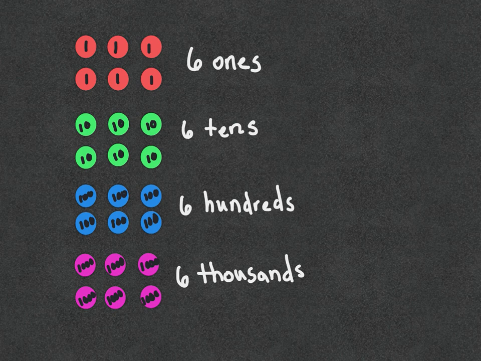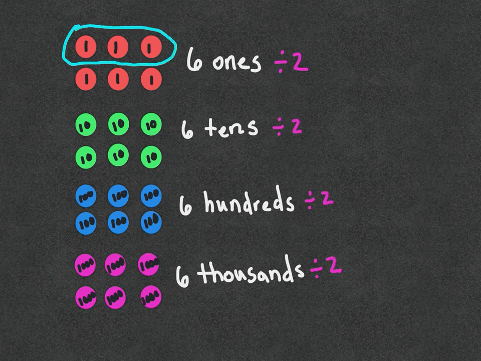So when we look at this, we're going to say 6 ones, and we're going to want to divide this up into two groups. We're going to divide each one into two groups. So here we go. All right, so let's group this one into one group, the next one into another group. Now, what do we have in each group? Well, we have 3 in each group. So 6 ones divided by 2 is 3 ones.